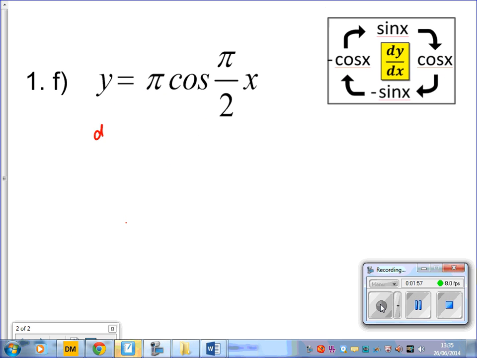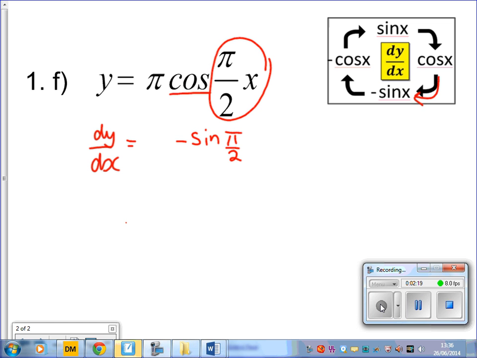In 1f, dy/dx, we're differentiating cos again, so cos goes to minus sine x, minus sine. This part remains the same, so sine pi over 2 x, and the number that was in front of the x, so in this case the pi over 2, needs to move to the front.